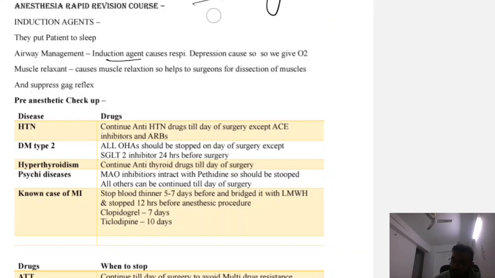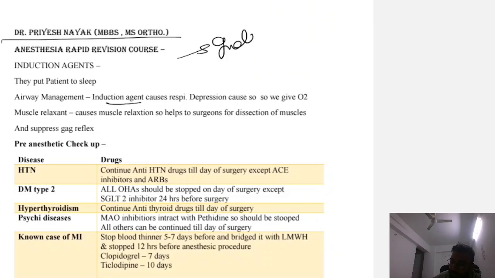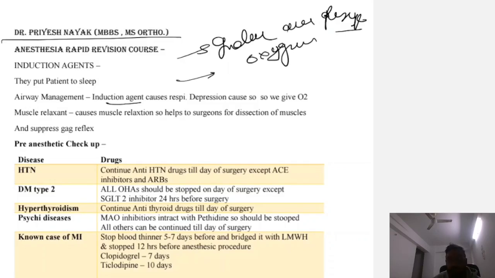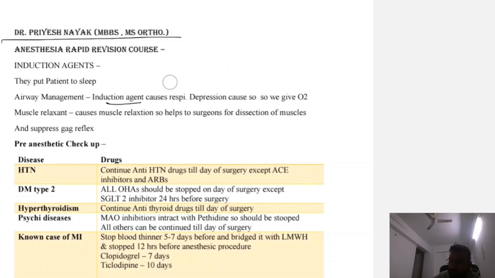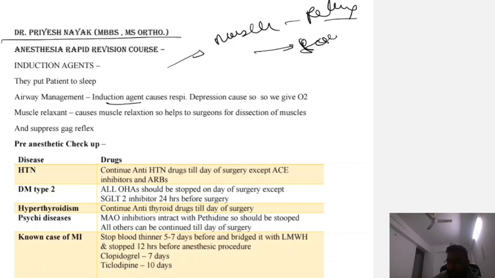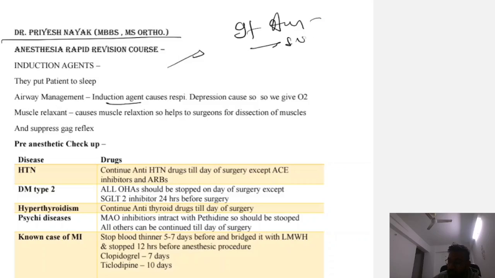So basically we have understood that induction agents cause respiratory depression, and they suppress the gag reflex. So we have to give oxygen, because with respiratory depression the patient will go into apnea. Okay, and muscle relaxation, why do we give it? To relax the muscles. It will help the surgeon for the dissection of muscle. It also helps the anesthetist, because it suppresses the gag reflex, so you can easily put the endotracheal tube.